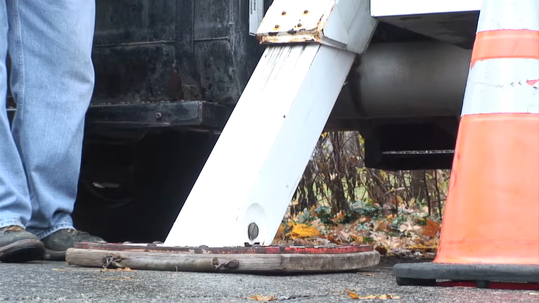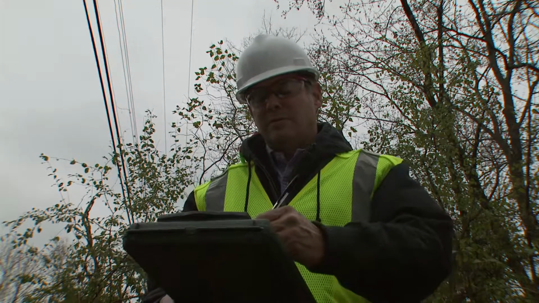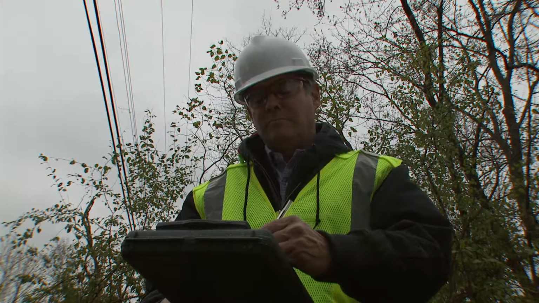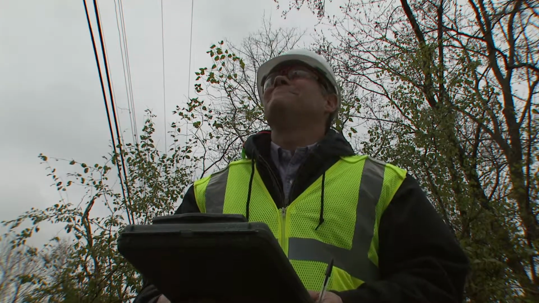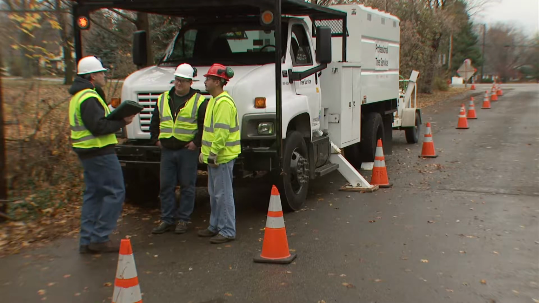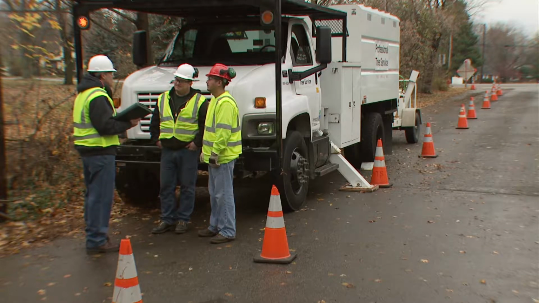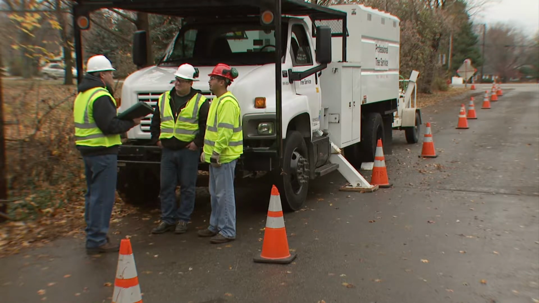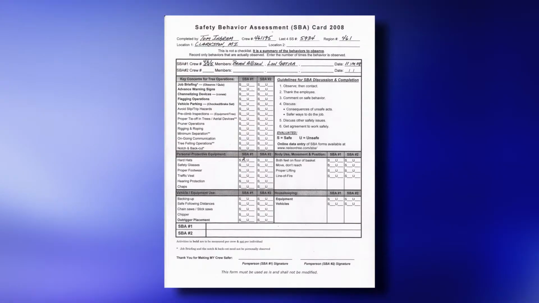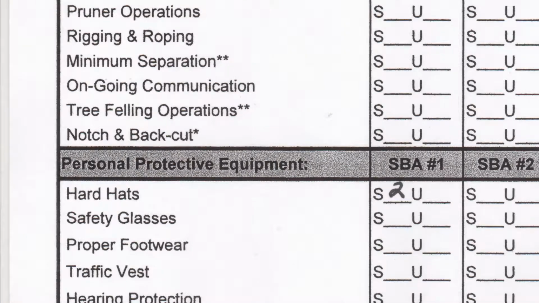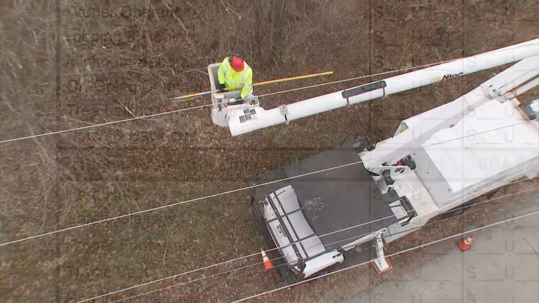Observations made in all other categories are recorded by entering the number of times each safe or unsafe behavior is observed. However, the categories for hard hats, safety glasses, proper footwear, and safety vests will directly reflect the number of people working on the crew. For instance, a 2 written in the safe column under hard hats probably means that it's a 2-person crew, 1 safe entry per person.